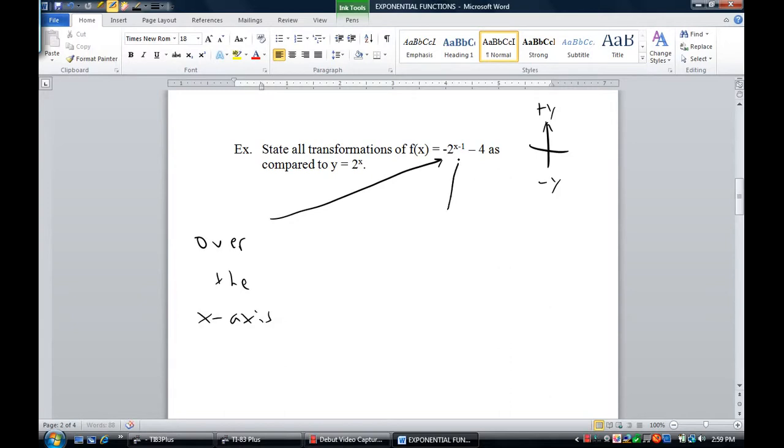And then this minus 1, if you remember, since it's attached to the x, we don't use the minus, we change the sign, so we're going to see it's moving it right 1. And then this negative 4, if you remember, it's taking all these y values, it's going to shift it, or subtract them 4, which is moving them down 4.